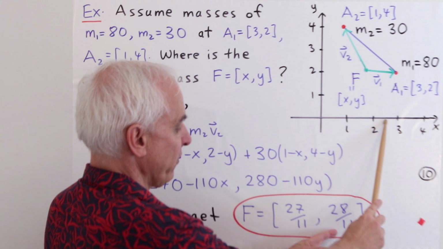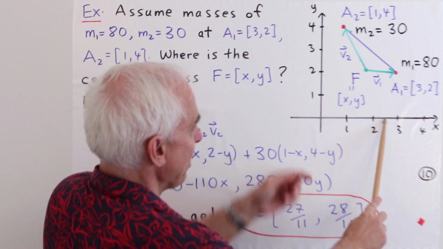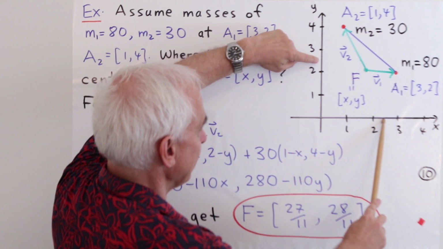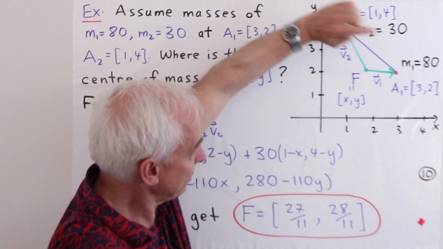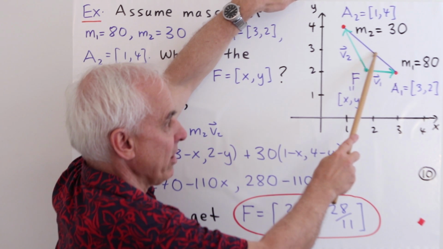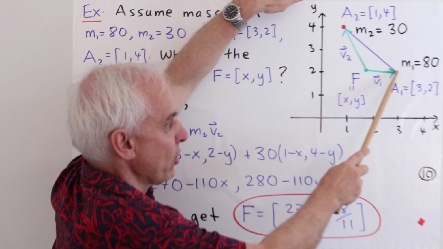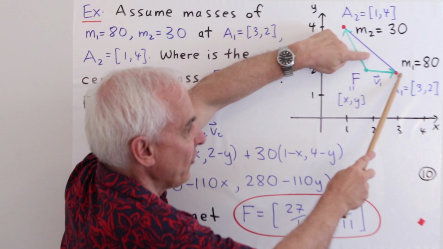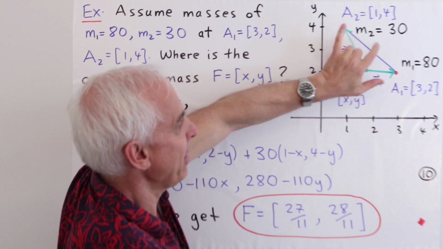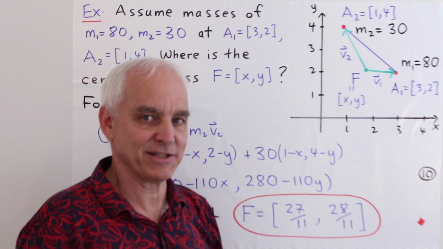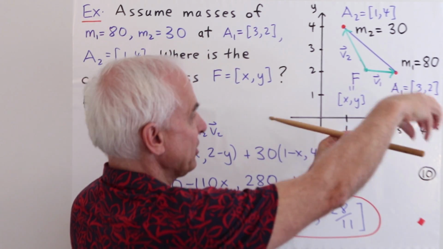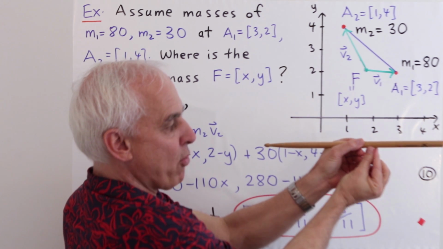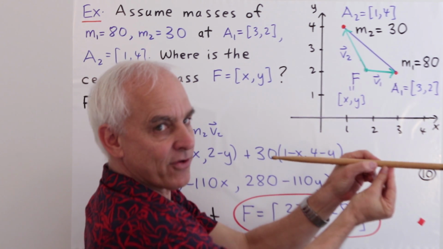And 28 over 11, it's almost the same kind of thing, sort of between 2 and 3, just a little bit more. So the cumulative point may be around up there. Okay, the center of mass would be right about there. Somewhat closer to this one because this is heavier, this one's lighter, but the two things will balance. So imagine the fulcrum there, there's a mass of 80 there, there's a mass of 30 there. We're finding that point there where the thing balances.